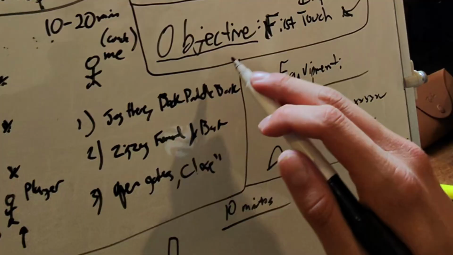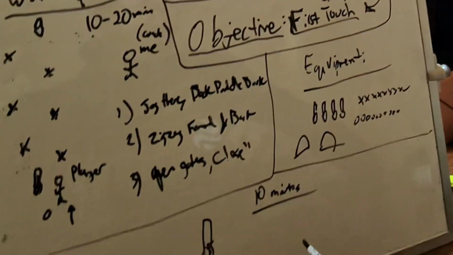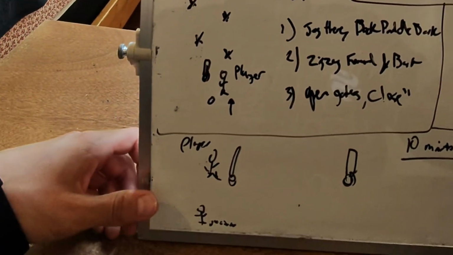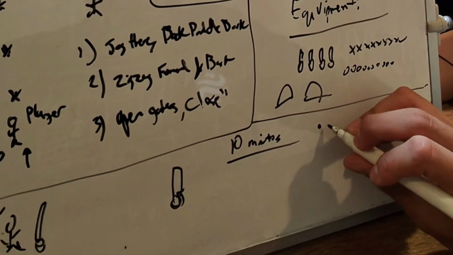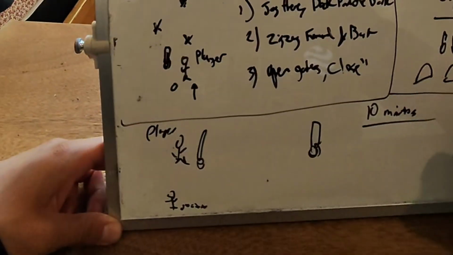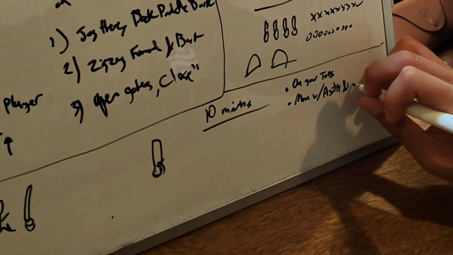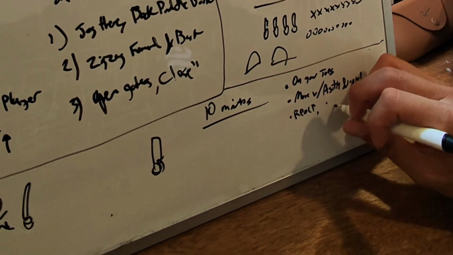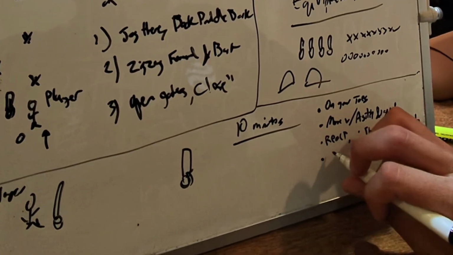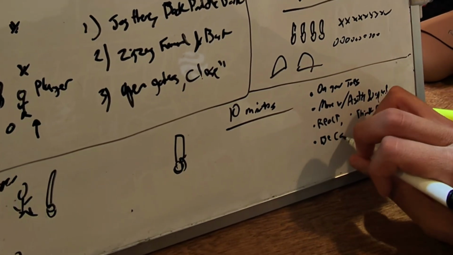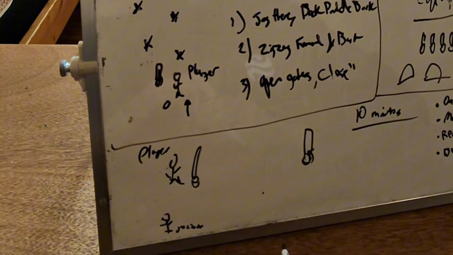And you have to think about your objective the entire time. What do you want to do? Improve the first touch. So how can we do that? What are things that are needed in order to have a good first touch? Let's write some bullet points. You need to be on your toes. You need to be able to move with agility and speed, react, think, and act quickly. And you need to be calm.